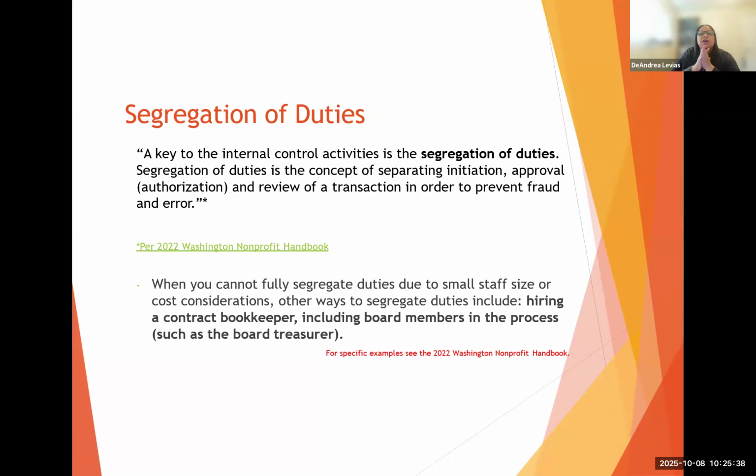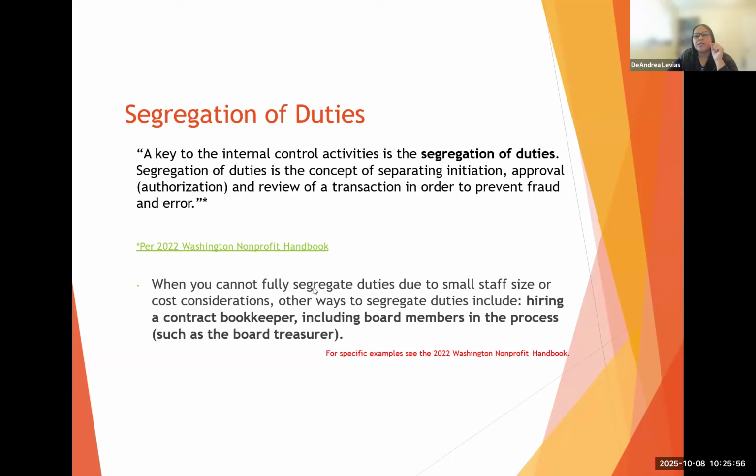Segregation of duties. And again, it's just the key to internal control activities. It is the concept of separating initiation, approval, and review of a transaction in order to prevent fraud. And that's from the Washington Nonprofit Handbook.